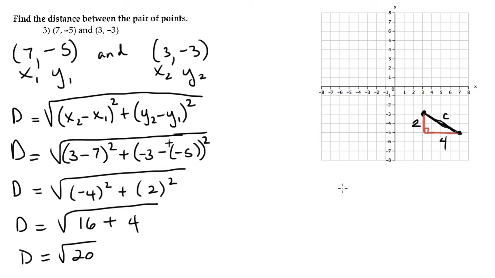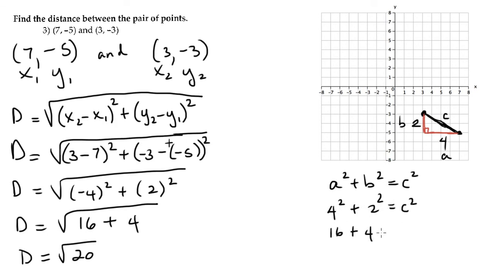The reason why I call it C is because I'm going to use the Pythagorean theorem to find the length of that third side. So let's call this leg A, and this leg B. So A squared, 4 squared, plus B squared, 2 squared, equals C squared. 4 squared is 16, 2 squared is 4. You can see the similarities between this and the other approach. 20 is C squared.